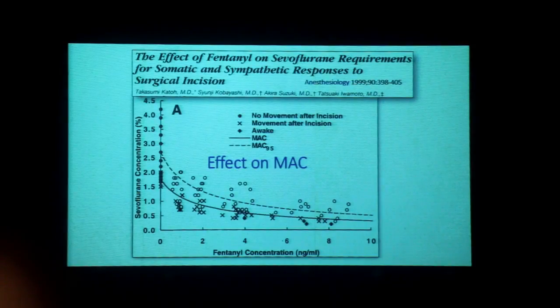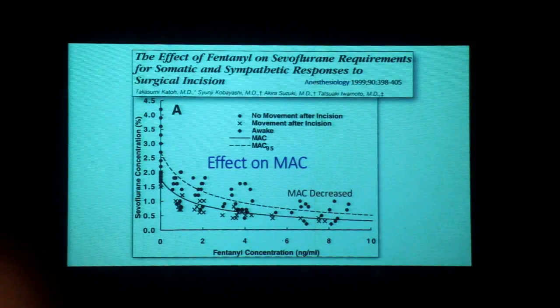So that is what you would require if no movement should occur to a surgical stimulus when only sevoflurane is used. But when you start giving fentanyl, 2 to 4 nanogram per ml, you will find it has dropped down to almost 1.5 at the maximum, at 4. Most patients fall between 1.5 and 1. So your MAC has been reduced by fentanyl.